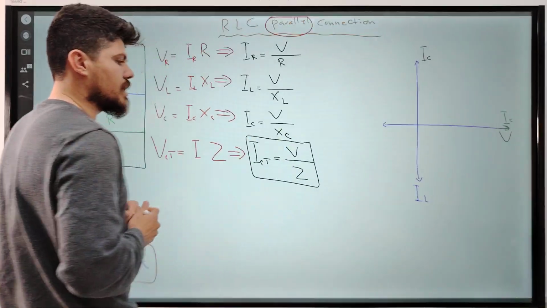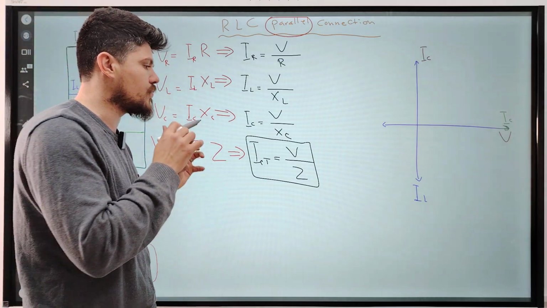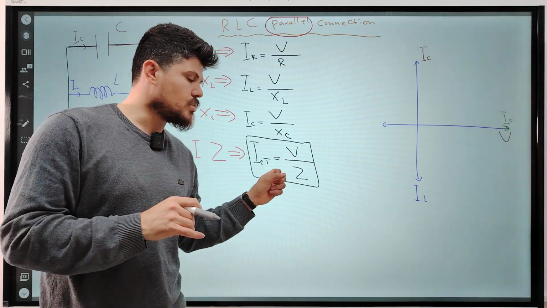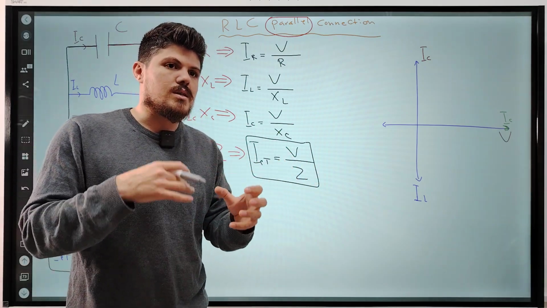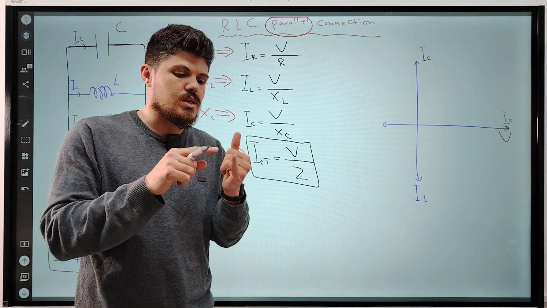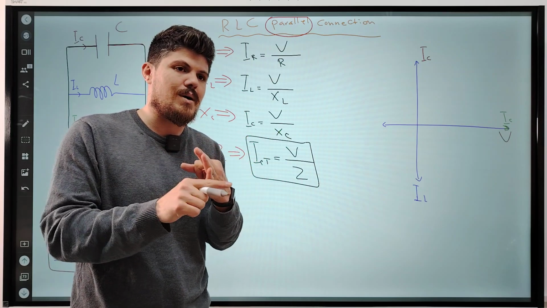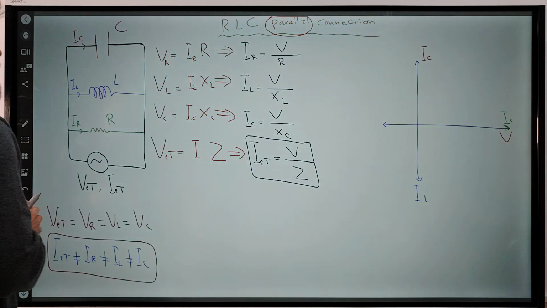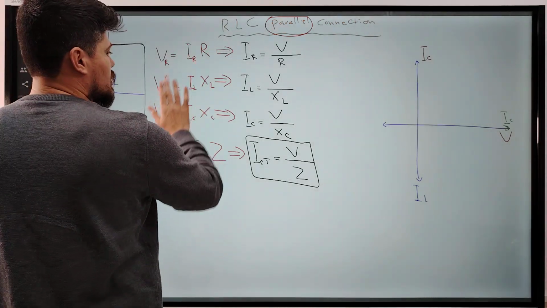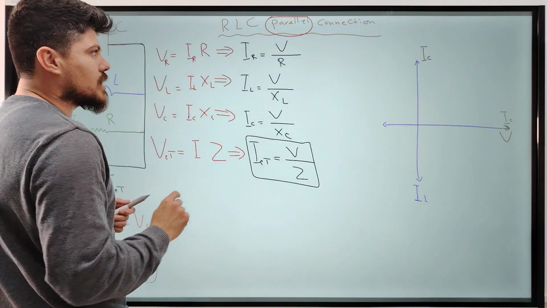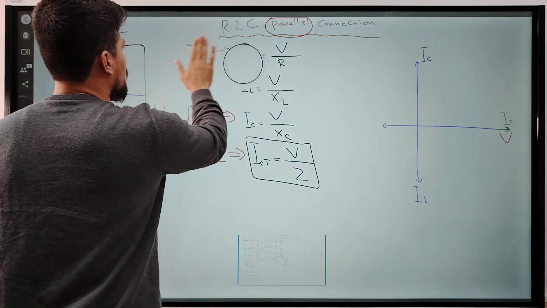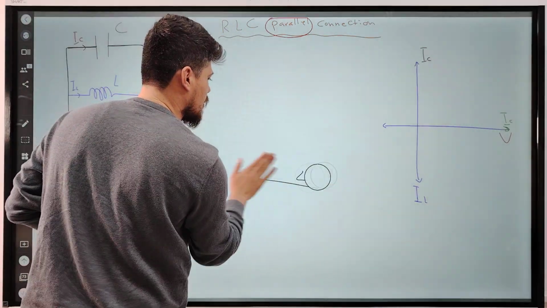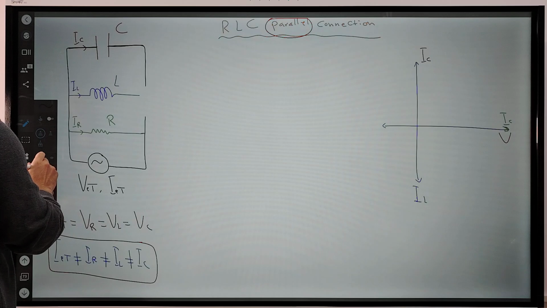Okay, for example, if the question says find the total current or the effective current across the source, you have to use this equation. If the question says find or calculate current across each of the resistance, inductance, and capacitance, you have to use these three equations. Okay? We have another equation to find the total current. Now I'm going to prove the equation of the total current according to the phasor diagram.